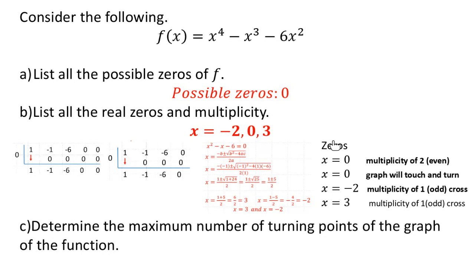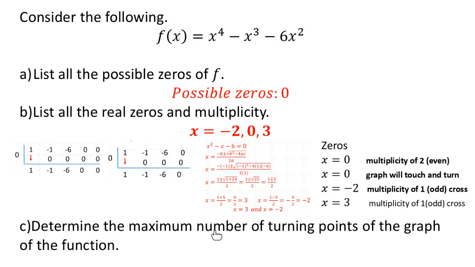Okay, we need the multiplicity. My degree is 4, so I should have 4 zeros. I'm going to list them 1, 2, 3, 4. So 0 appears twice. We say that it has multiplicity of 2, which is even, so the graph is going to touch and turn at that point. For -2, it only appears once, so the multiplicity is odd. That means the graph is going to cross. And at x equals 3, the graph is going to cross.